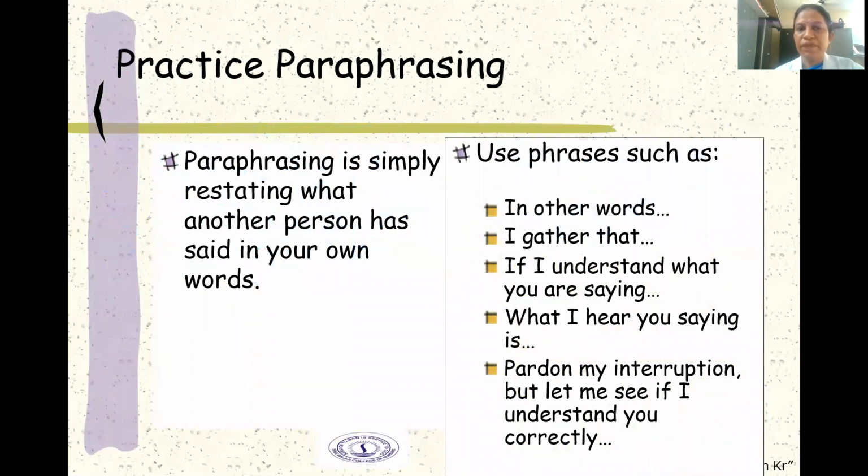Practice paraphrasing. Hence it is said that paraphrasing should be practiced frequently. Paraphrasing is simply restating what another person has said in your own words. So use phrases such as, in other words, I gather that, if I understand what you are saying, what I hear you saying is, pardon my interruption, but let me see if I understand you correctly. So these are the ways you phrase and paraphrase.